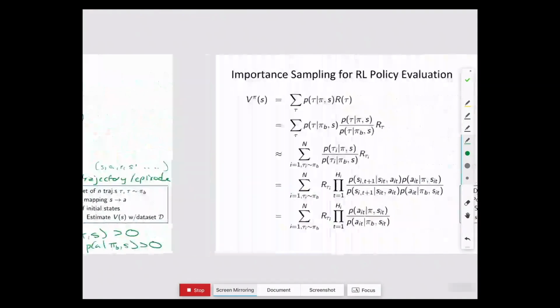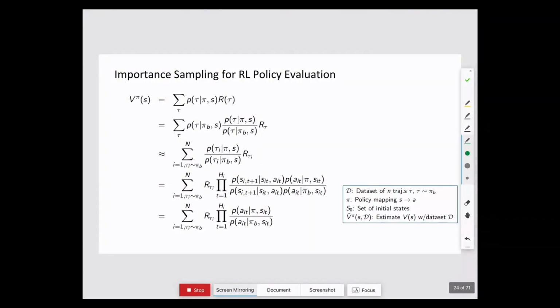Questions? Okay, so this is what this looks like, the same as what I just did. So we get this nice ratio, which is independent of the true dynamics. And the really cool thing here too is that this does not make the Markov assumption. So no Markov assumption needed.